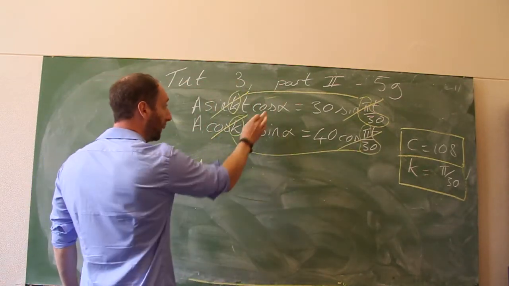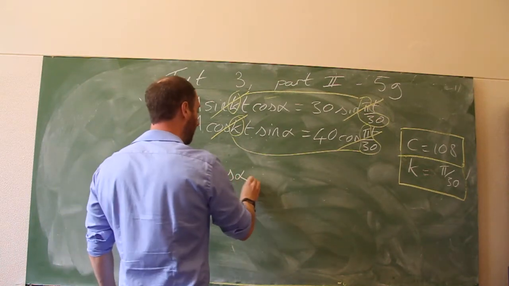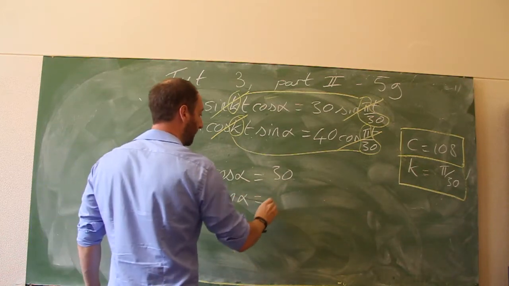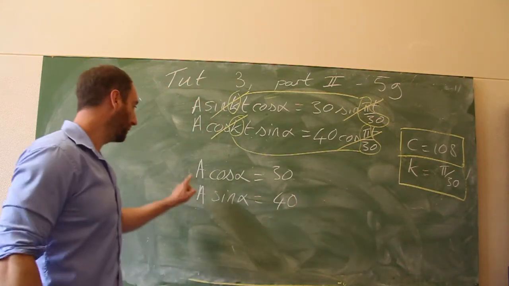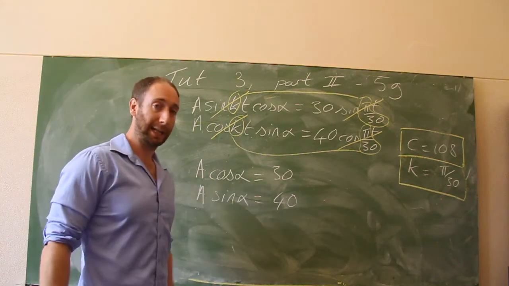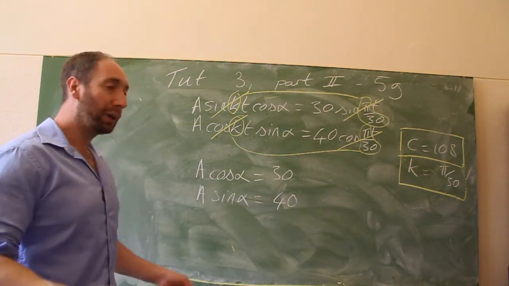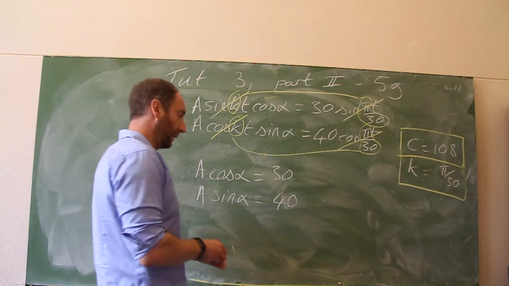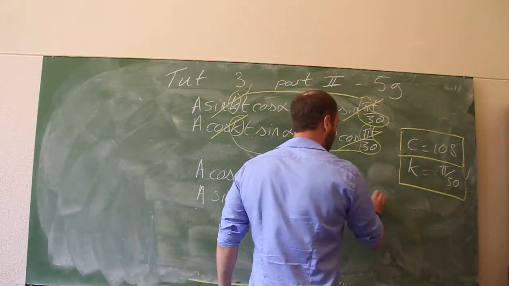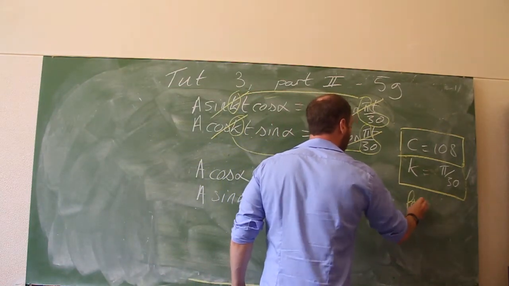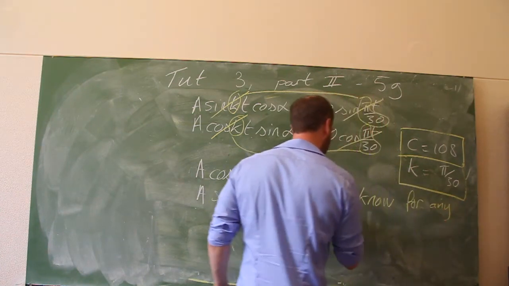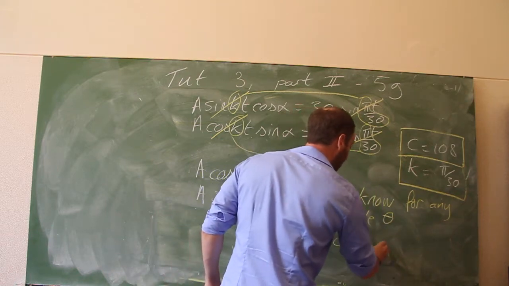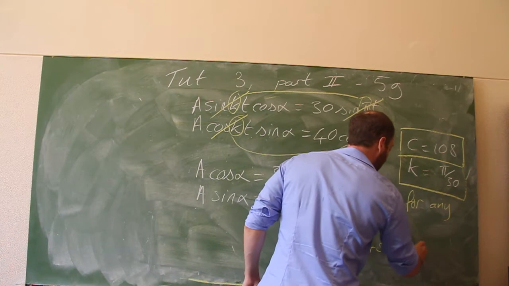Now we've got a cos alpha equals 30, and we've got a sine alpha equals 40. Now we've got two equations, and we've got two unknowns, a and alpha. Now again, we think, what do we know about trigonometric functions, cosine and sine? Well, one thing that we know is that for any angle theta, cos squared theta plus sine squared theta equals 1.